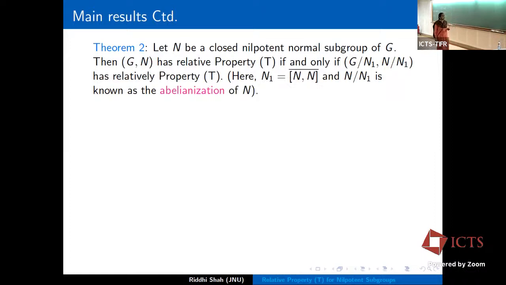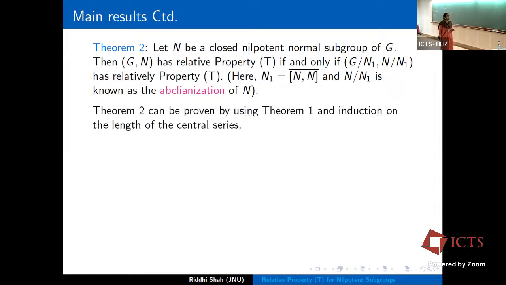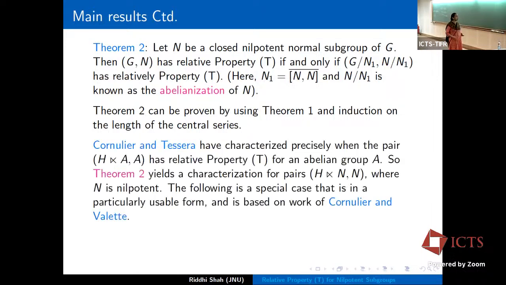So here, as I mentioned, and in the abstract also, it's called the abelianization of the group N, which is N/N1, because N/N1 is an abelian quotient. So theorem 2 can be proven by using theorem 1 and induction on the length of the central series, right? Because if you start with length 1, then it is an abelian group, so you can apply the main theorem, and then you can use the induction. So Cornulier and Tessera have characterized precisely when the pair (H semi-direct product A, A) has relative property T for an abelian group A.